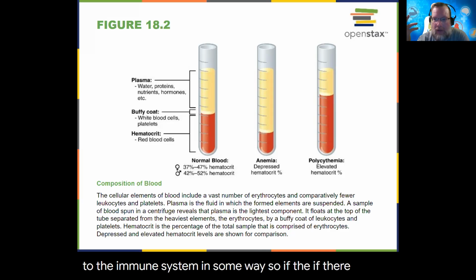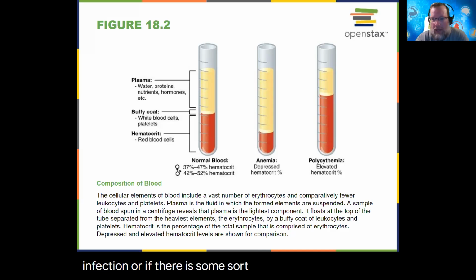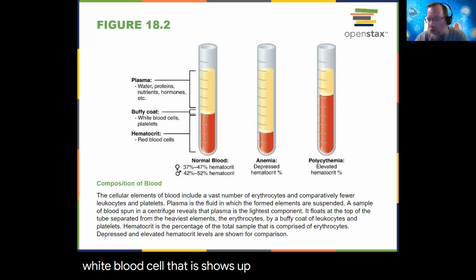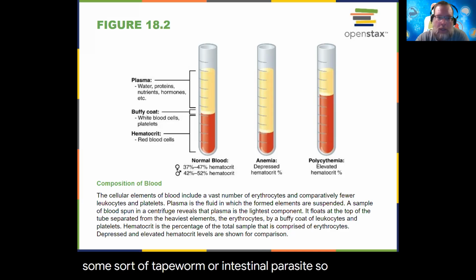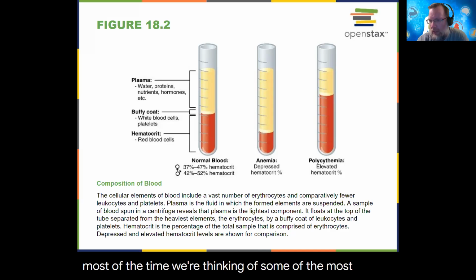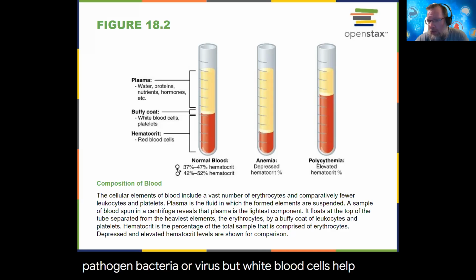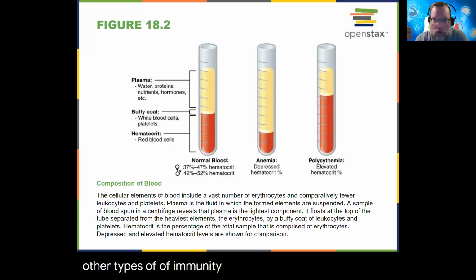So if there is an infection or some sort of inflammatory issue, we may see a change. A parasitic infection too: there's a specific white blood cell that shows up extremely high if there's some sort of tapeworm or intestinal parasite. But anyway, most of the time we're thinking of some of the most basic immune system functions regarding an infection from a pathogen like bacteria or virus. But white blood cells help with other types of immunity breakdowns or immunity issues. There are 5 types of white blood cells, so we'll see those shortly.